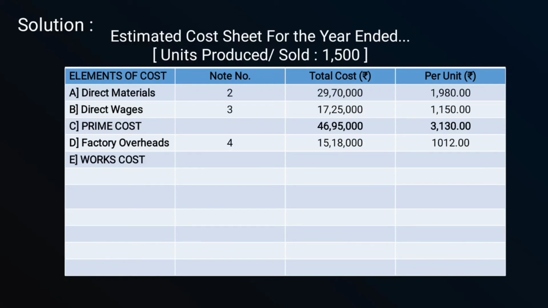Part E, works cost. So the total works cost amount will be rupees 62,13,000 and cost per unit will be rupees 4,142.